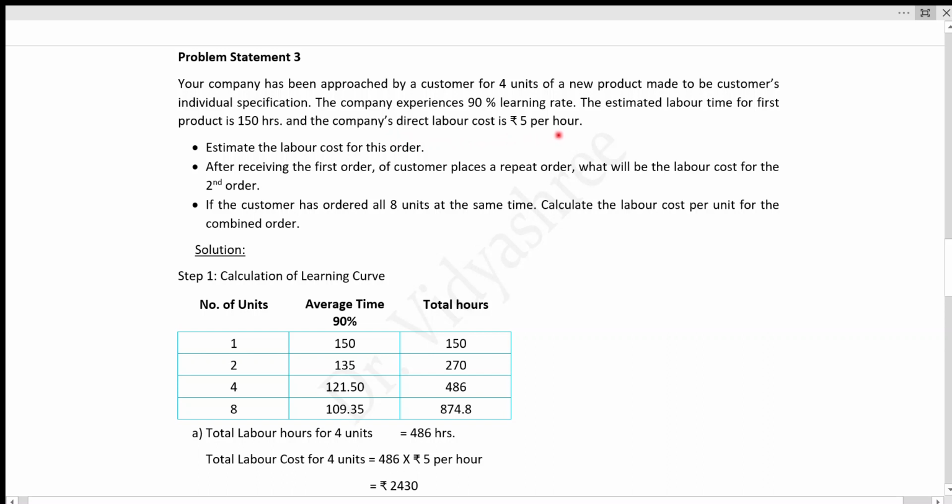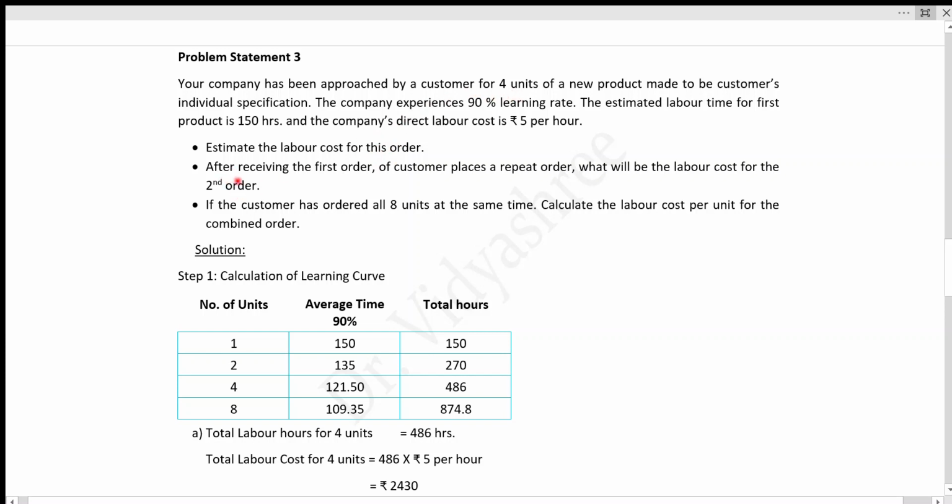As per the first problem, here also they have given first the order received is 4 units. Then the time taken to produce the first product is 150 hours. The learning rate which is given is 90% and the labor cost per hour is rupees 5. Well, we have to estimate the labor cost for this order. We have to calculate the labor cost for the above order, that is for 4 units.